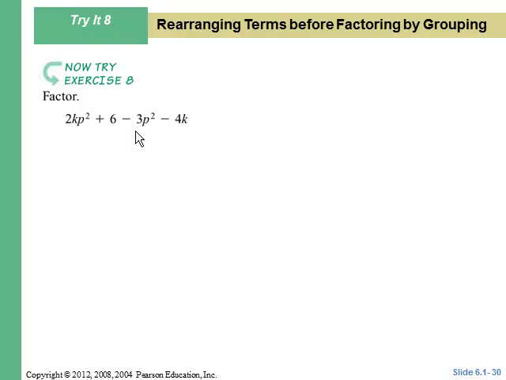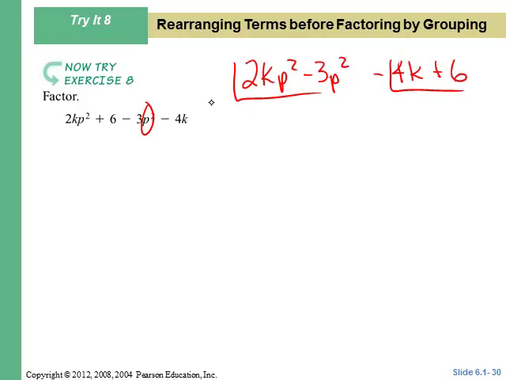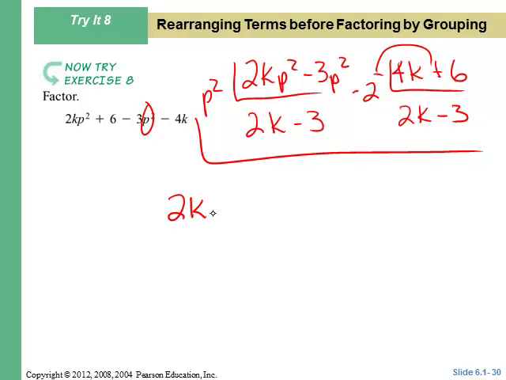Okay? So you see you've got the p squareds to get next to each other. 2k p squared minus 3p squared minus 4k plus 6. Make sure you get the constant term at the end. All right, we can factor a p squared out of the first two. We're left with 2k minus 3. Negative sign, we can factor a negative 2 out of the second two. We're left with 2k minus 3. So our factored form is (2k minus 3)(p squared minus 2).